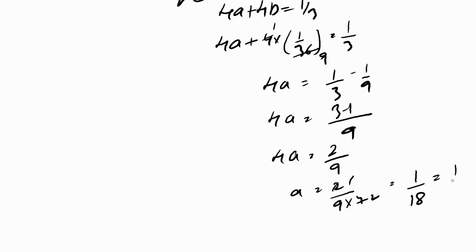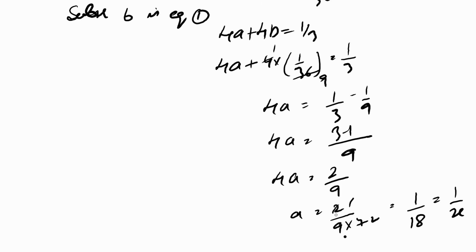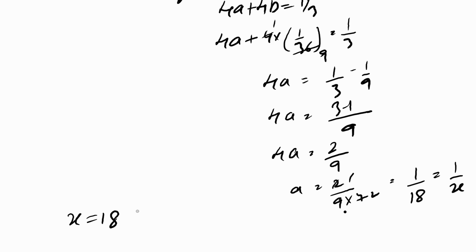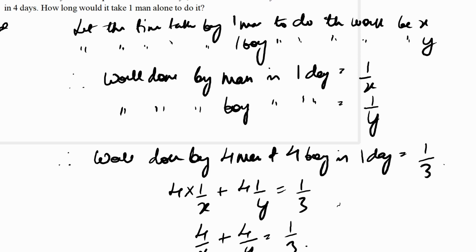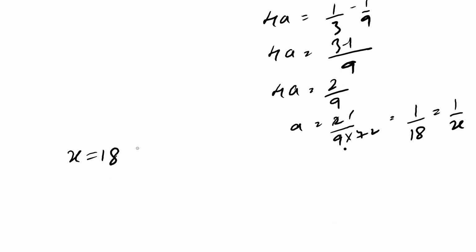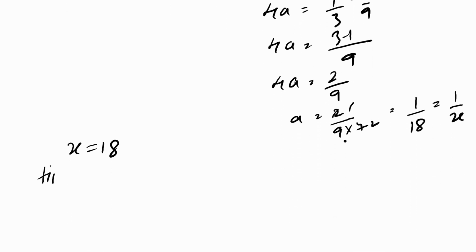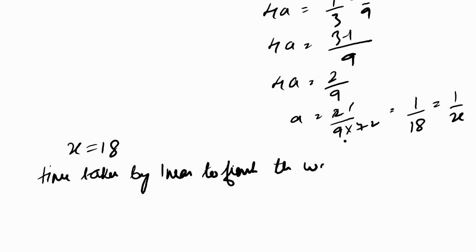Now what is a? A is 1 upon x. So we can say x is equal to 18. That means, what was x? X was the time taken by one man to finish the work. How long would it take one man to do? Time taken by one man to finish the work is 18 days. Okay, I hope you understood it.